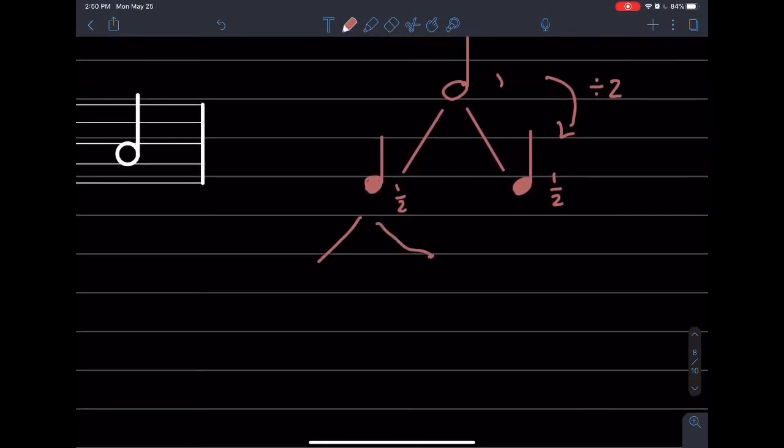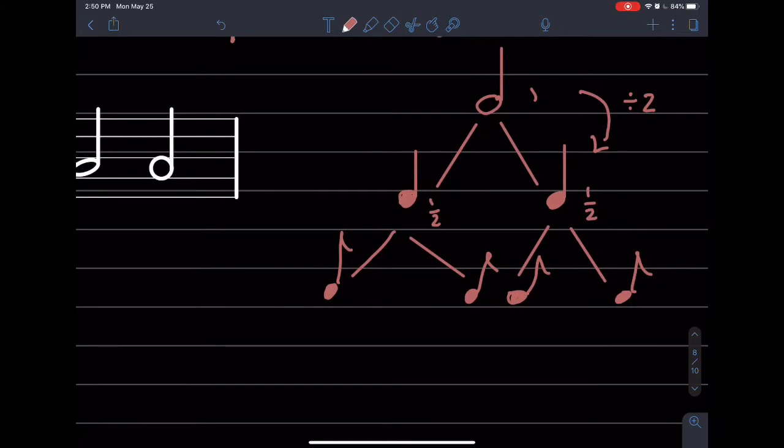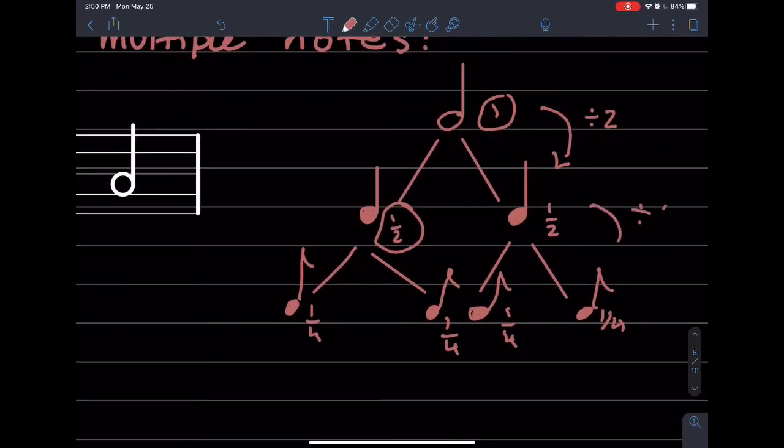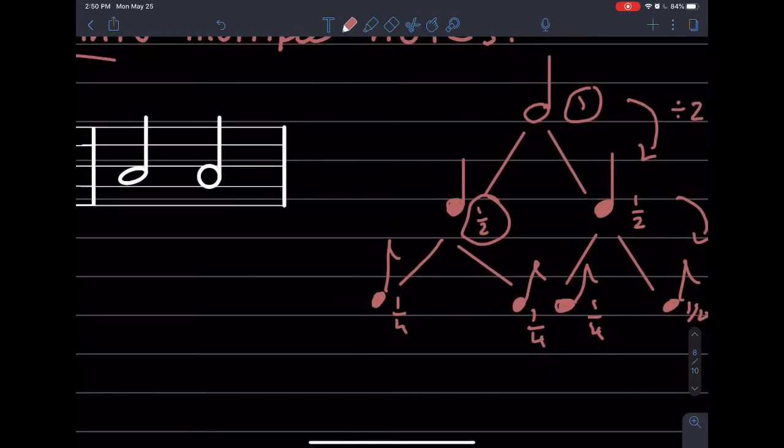We can subdivide quarter notes even further into eighth notes. And in fact, we can find 2 eighth notes in every quarter note. So that means if this is worth 1 beat, this is worth a half beat, then this is worth a quarter of a beat. Each one of these is worth a quarter of a beat, because we divide by 2 again. And this is kind of the math behind everything.